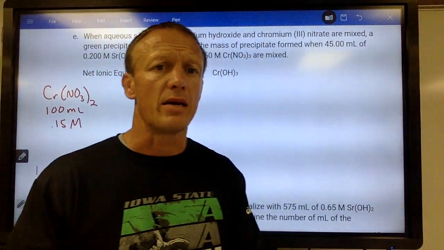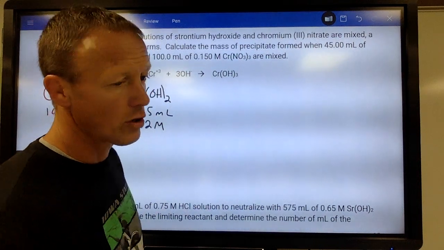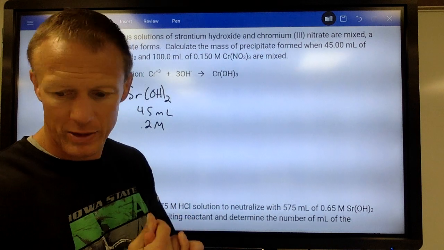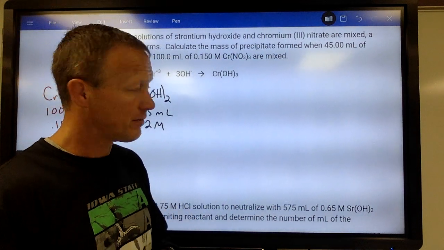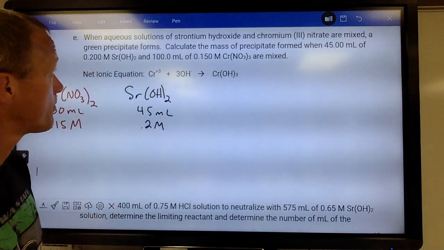Hey, so it's just going to be a couple problems, probably just two of them, from your solution stoichiometry notes. This is probably around page 10. We're doing letter E there. So this is a limiting reactant question with solutions.